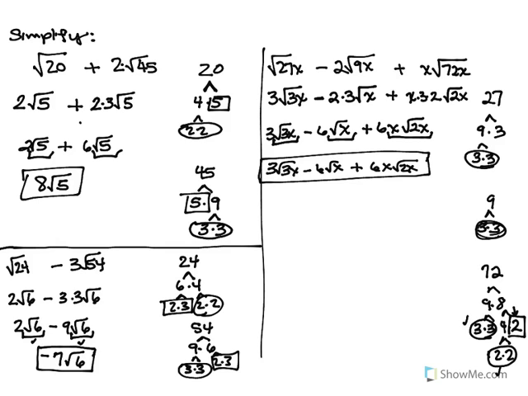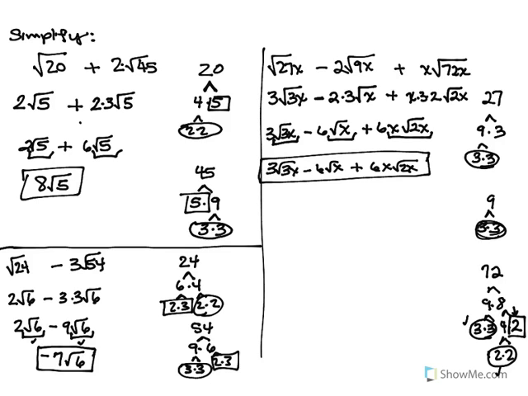Okay, so on this problem, we have the square root of 24 minus 3 square root of 54. We should have broken down our 24 and ended up with a pair of 2's and a 2 times a 3. So we pull out a 2, and then the 2 times the 3 would have to stay inside, which would create a 6.